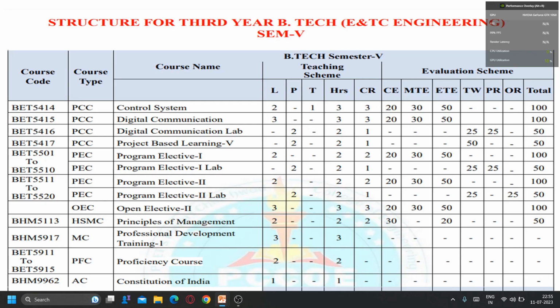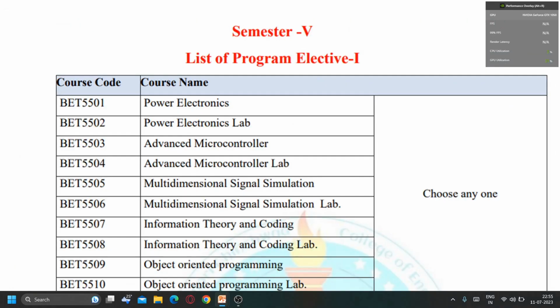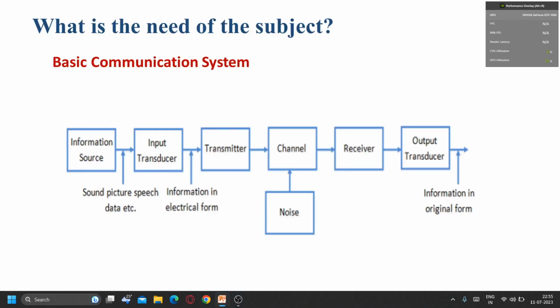As evaluation scheme for theory, it has a continuous evaluation of 20 marks, MT for 30 marks, ET for 50 marks, and a total of 100 marks for theory. And for lab, it has a term work of 25 marks and an external practical of 25 marks, total 50 marks. So in the list of program elective 1, we have a subject called information theory and coding. Before starting with the syllabus of the subject, let us see what is the need of the subject.